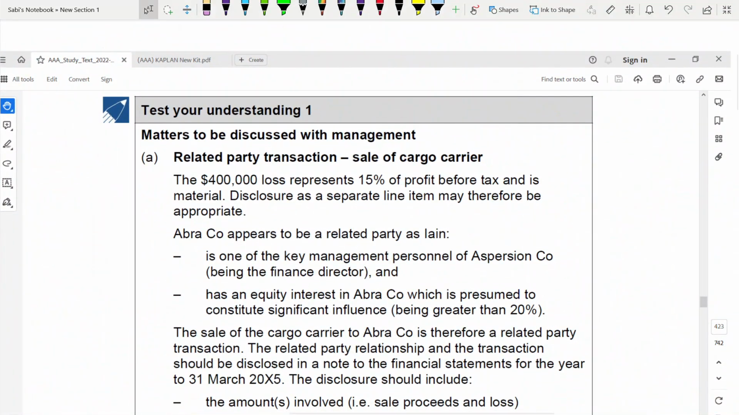When we are writing, first should be matters to be discussed with management. You have to use this kind of subheadings. You will be typing this because you are writing your exam on a CB platform now. No more is it a paper-based exam. When you're typing it, make it bold so that it is clear that it's a subheading. Next, A: give a name for it. Don't just write A and start answering, so that looking at it, the examiner knows what you're talking about. It's a related party transaction, and it's a sale of cargo carrier.